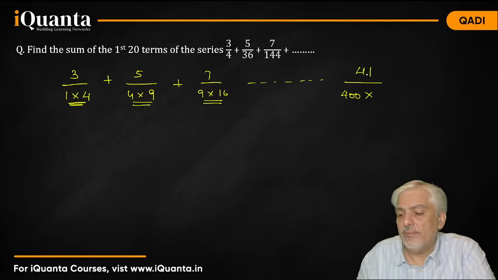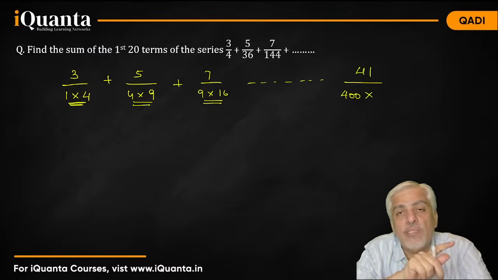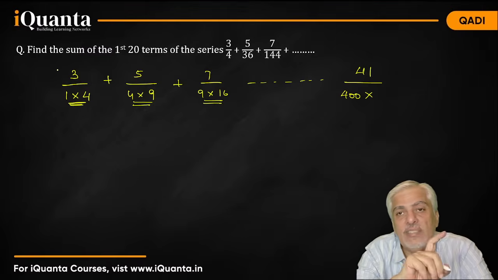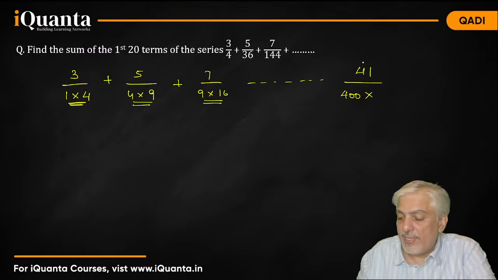You can check. The 20th odd number is 39. But we are starting with 3. The 20th odd number is 39. But because we are starting with 3, the 20th term will be 41 and this will be 441.